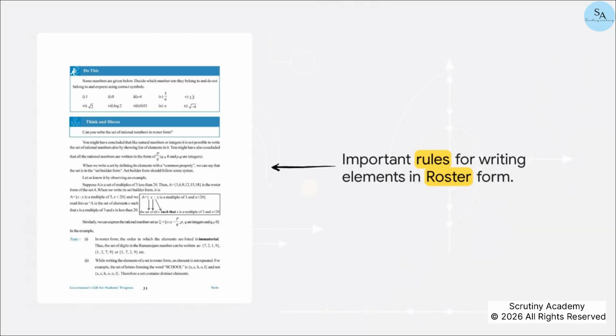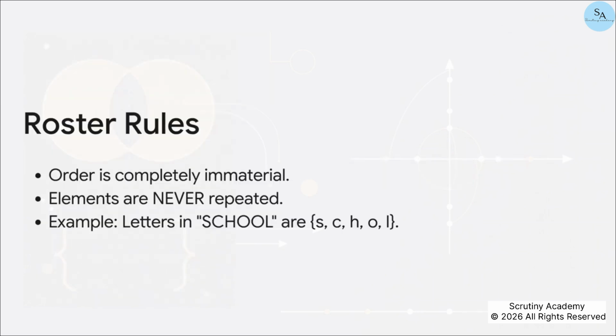Okay, now that you've totally got the mechanics down, I want to transition over to error correction. Because it's not enough just to know how to solve the problem, you need to know how to avoid the traps that examiners set for you. The textbook highlights a very specific notes section regarding the rules for writing out roster sets, and memorizing these will absolutely save your grade. Rule number 1. Order is completely immaterial. Writing a set as 7, 2, 1, 9 is mathematically identical to writing 1, 2, 7, 9, so don't stress about numerical order.